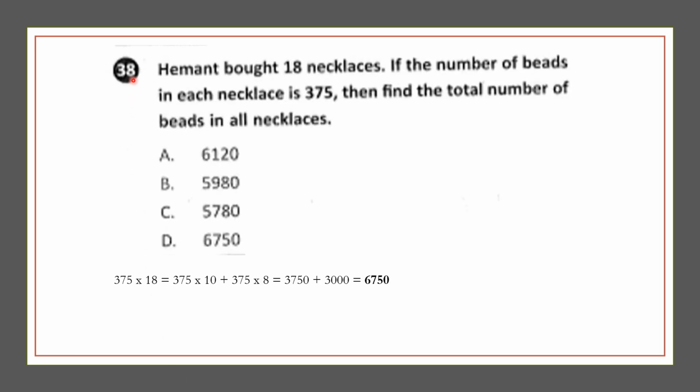Question number 38. Hemant bought 18 necklaces. If the number of beads in each necklace is 375, then find the total number of beads in all the necklaces. So we need to multiply 375 times 18. So 375 times 10 plus 375 times 8, we will get this number. So this is 6750. So our answer is option D.